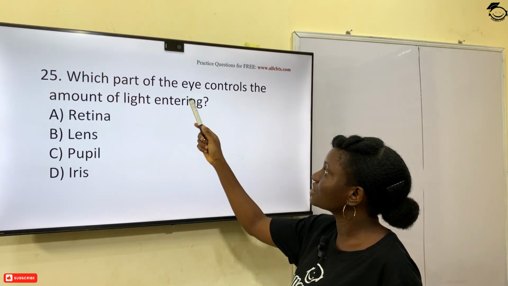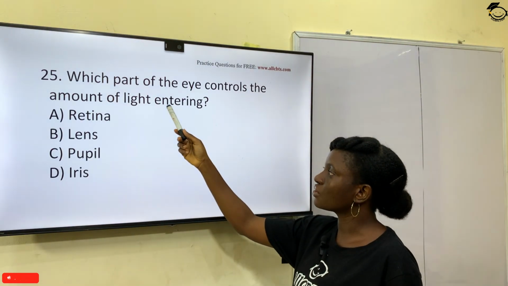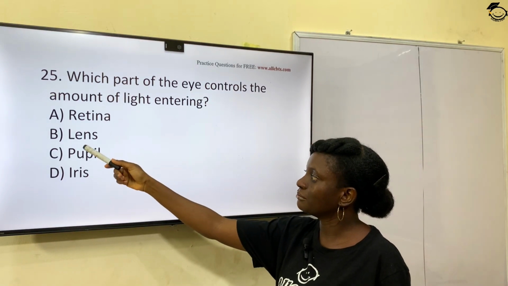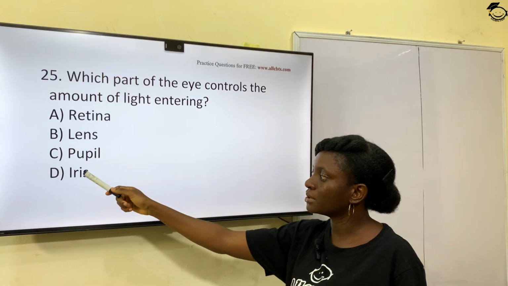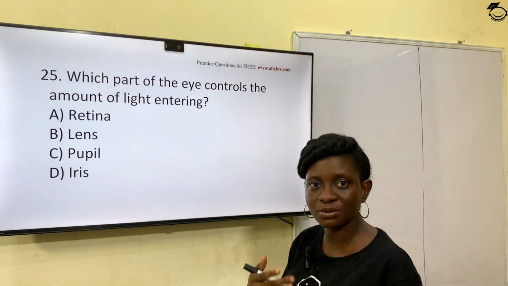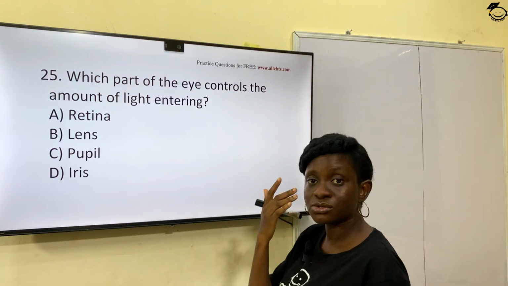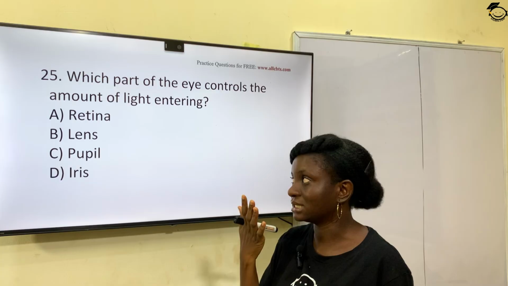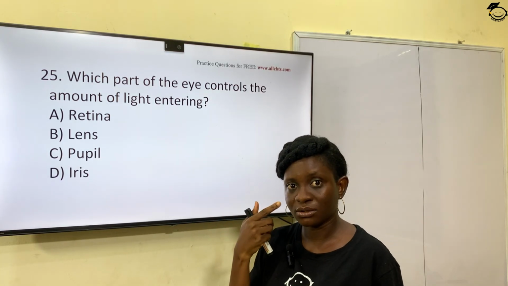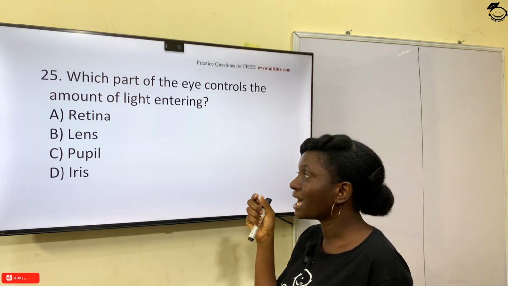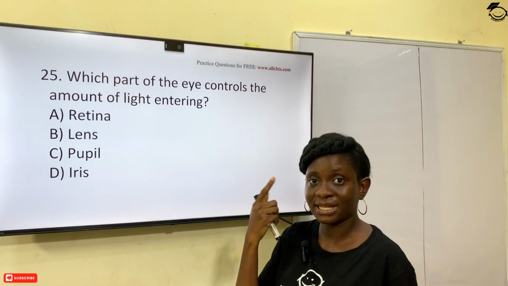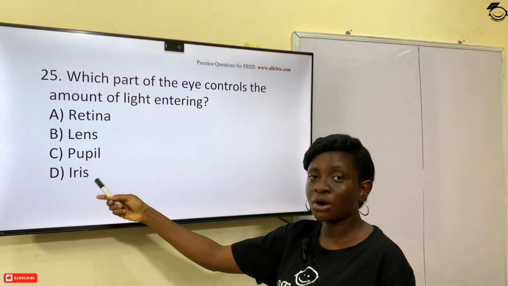25. Which part of the eye controls the amount of light entering? A. Retina. B. Lens. C. Pupil. D. Iris. So which part of the eye regulates the amount of light that enters the eye? Light enters through the opening of the pupil, but the part that actually regulates the amount of light is known as the iris. Option D.